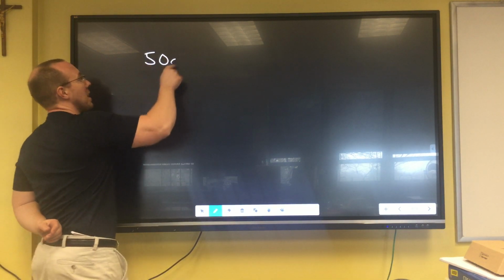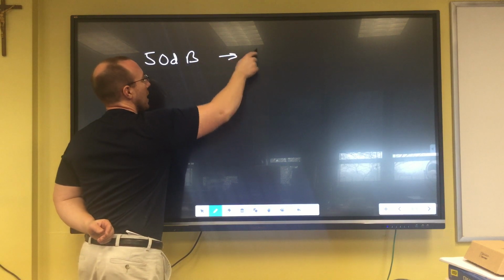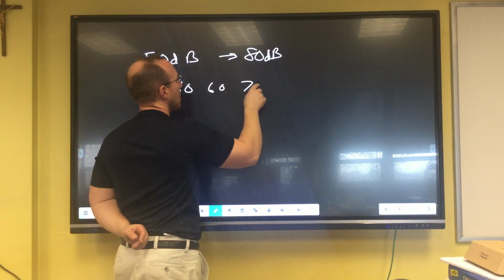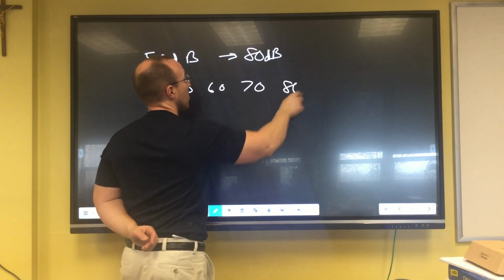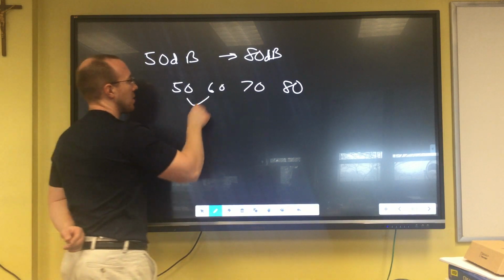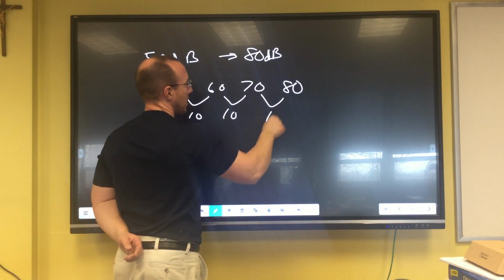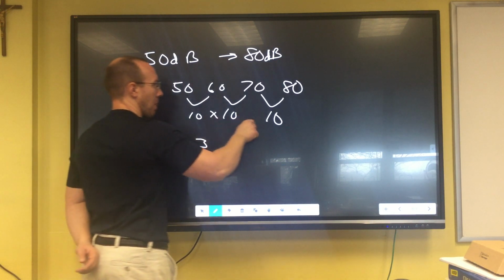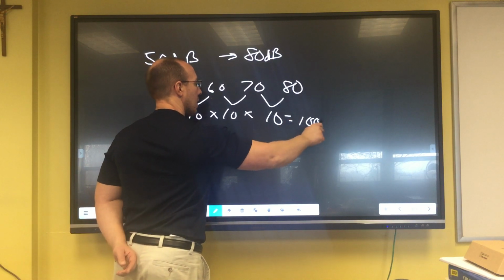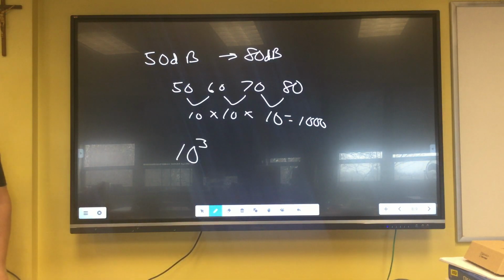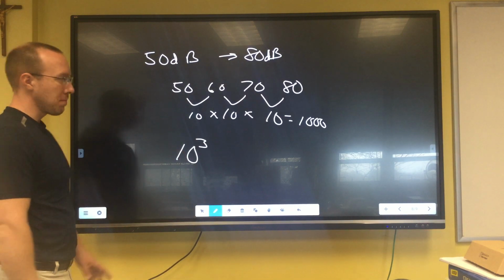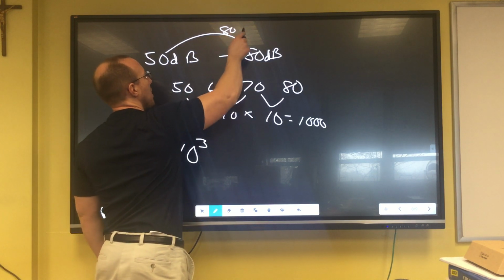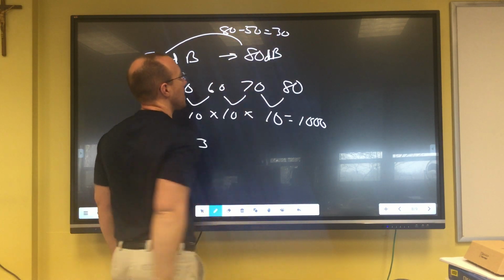So let's say we're at 50 decibels, and we're going up to 80 decibels. So we went from 50 to 60 to 70 to 80, right? So this is 10 times, 10 times, 10 times. So it'd be 10 to the third, 1,000 times greater. So a 30 decibel change, 1,000 times greater. So look at this: 80 minus 50, a 30 decibel change.